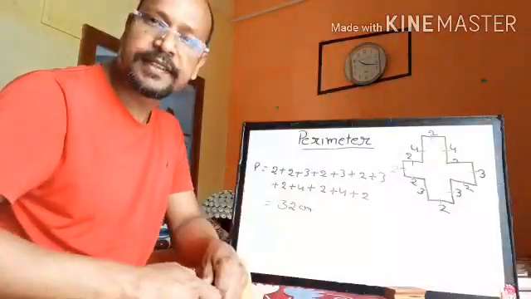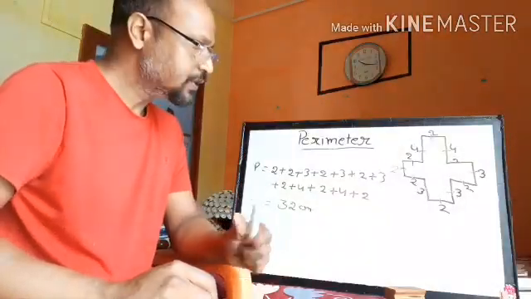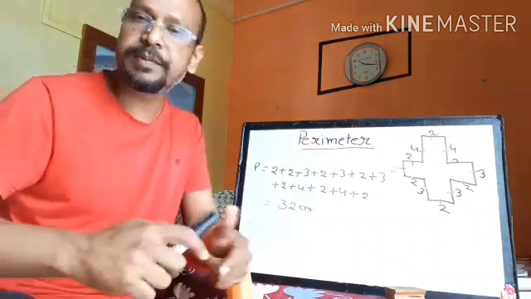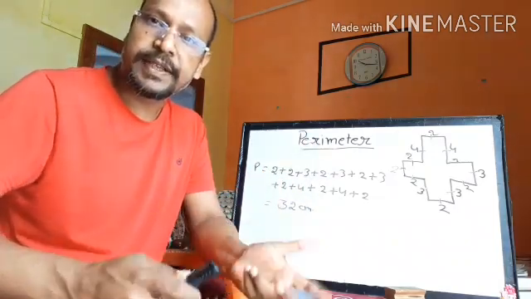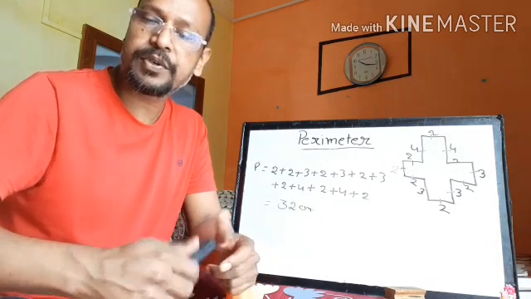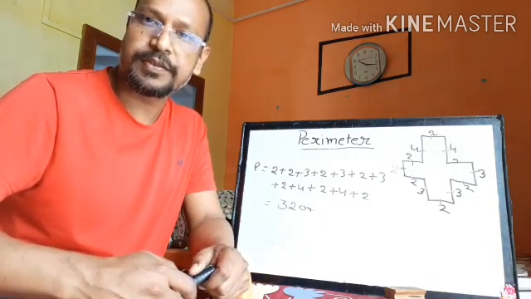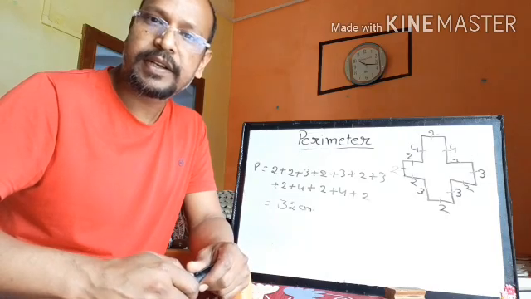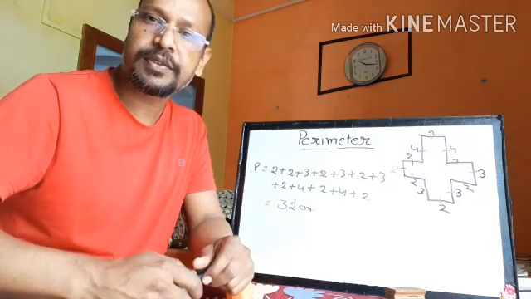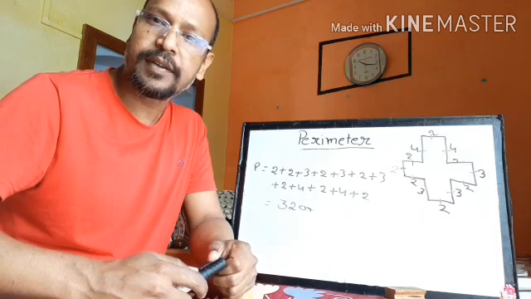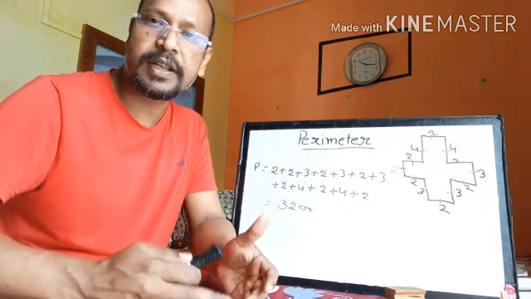Right guys? Okay. So I have told you today about the perimeters. So let's do some exercise. I will post your homework on the EduNext app. From there you will get your homework today. So that's all for today. Guys, I think you have understood how to find the perimeter of any figure, either it is regular or irregular.